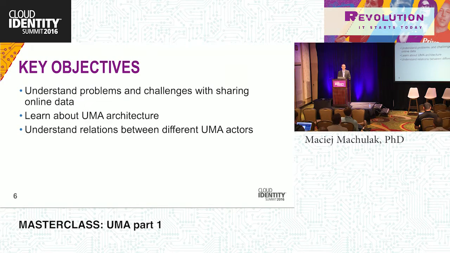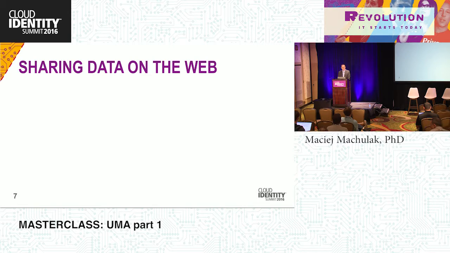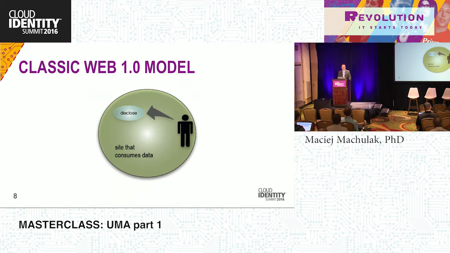So in the first part, I'd like to present some of the problems that we saw when we started working on UMA. And I'd like to provide you with an overview about the architecture and also what are the relations between different parties of the UMA architecture. I'll start with how the data has been and is still being shared on the web. Initially, there was this classic model of going to a website and disclosing some information.